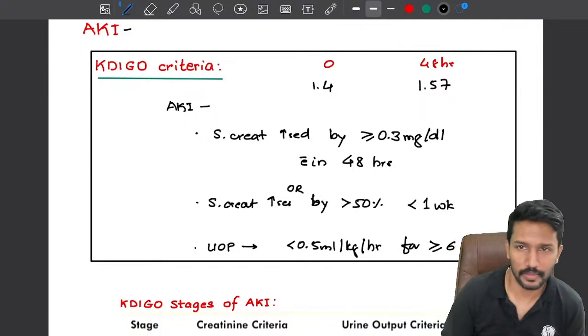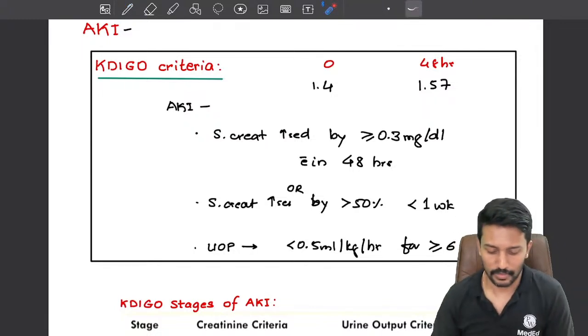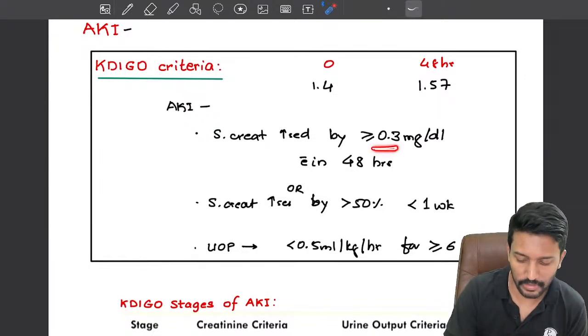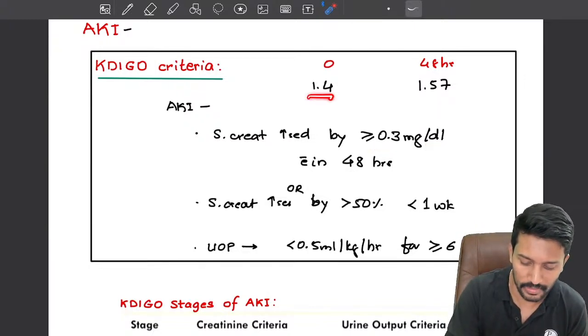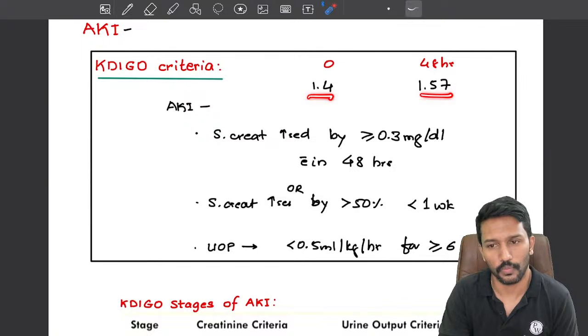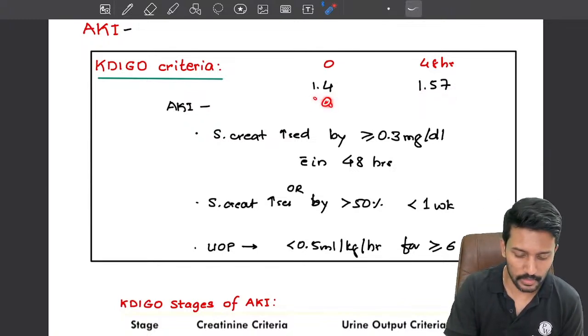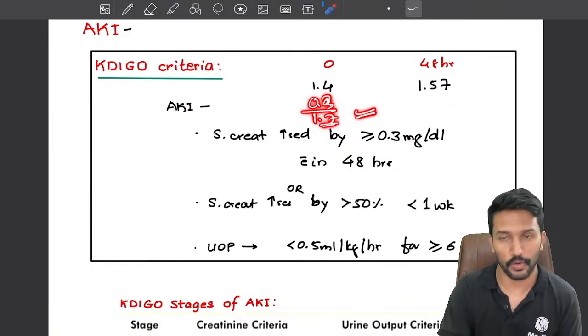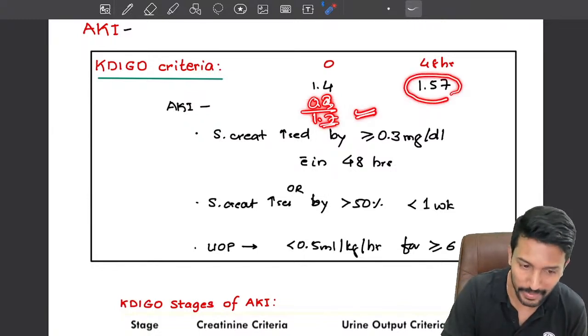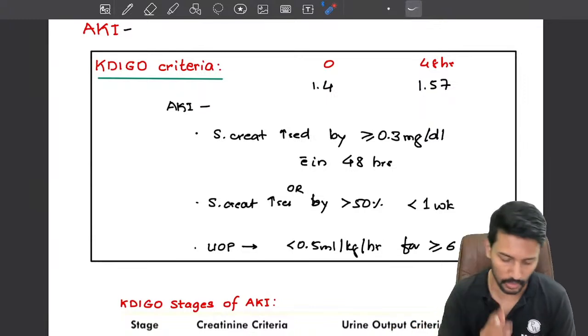What does the criteria say? 0.3 milligrams per deciliter. So is there a 0.3 milligram increase? No. A 0.3 milligram increase here should have meant that it should have become 1.7. Then I could have called it acute kidney injury. It is 1.57. So it is certainly not acute kidney injury.